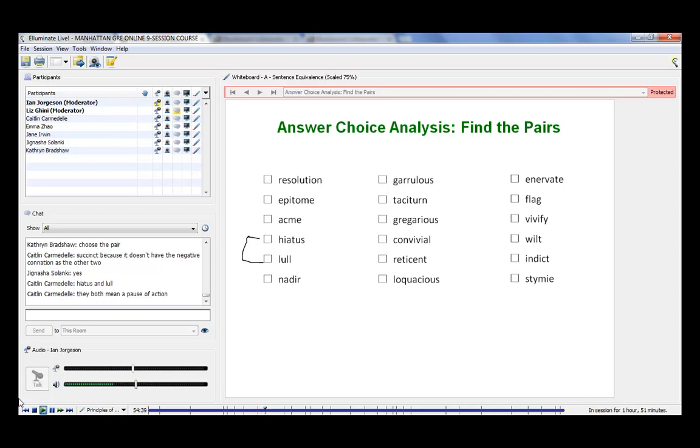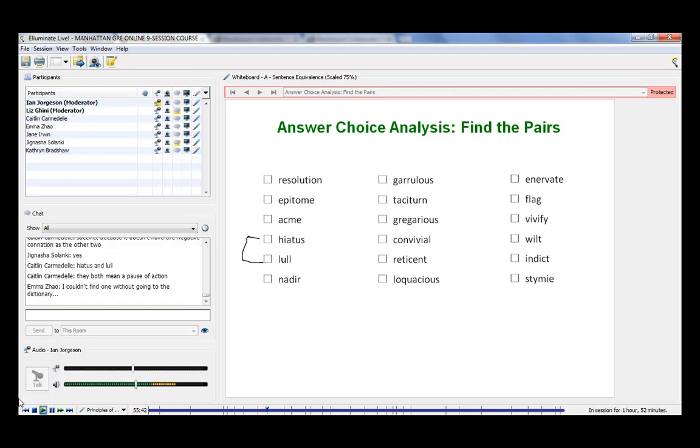Yeah, they both mean a pause in the action, right? A pause in the action. Okay, Emma, was there another pair here or not? Okay, so let's take a look at these real quick. We've got the words resolution, epitome, acme, and nadir.